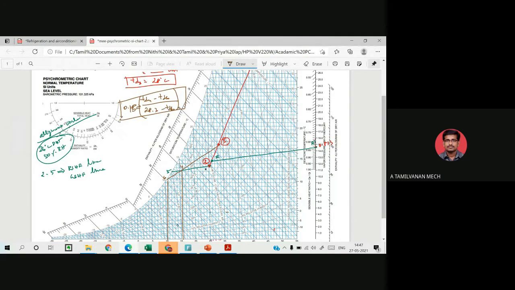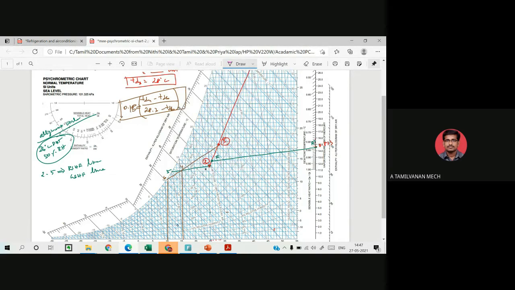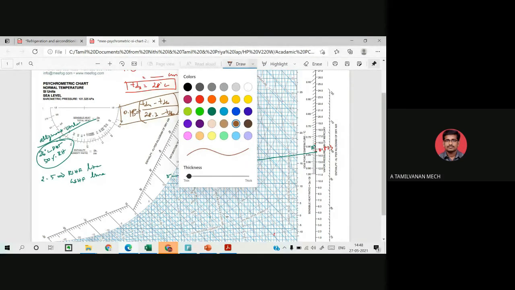This gap plays a major role. If the bypass factor you calculated is, say, 0.12, you enlarge this gap. Otherwise, if the value is greater than 0.15, you definitely minimize this gap. So from the trial and error method, you find the TD4 value, which may be around 14 degrees Celsius, and TD6 may be 11 degrees Celsius.